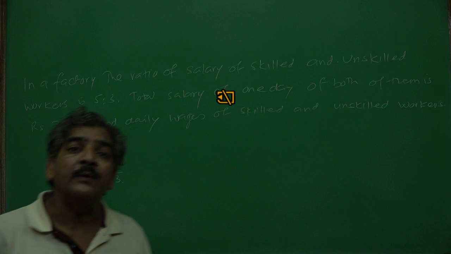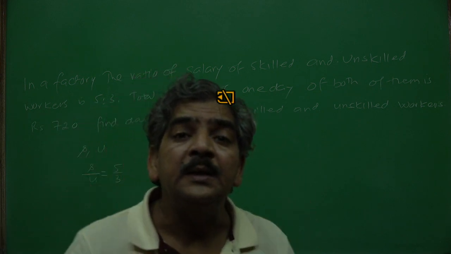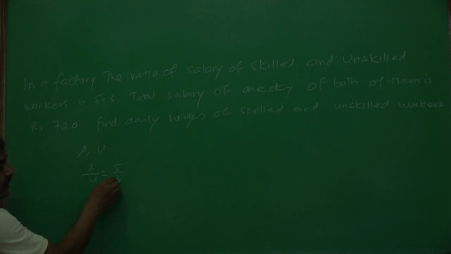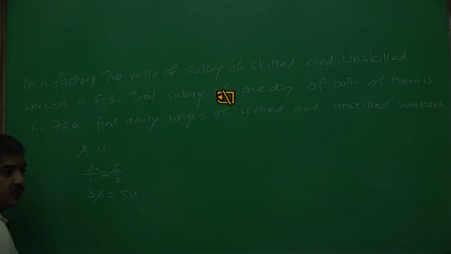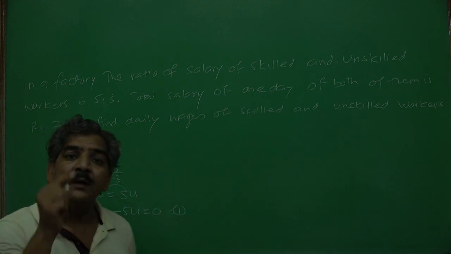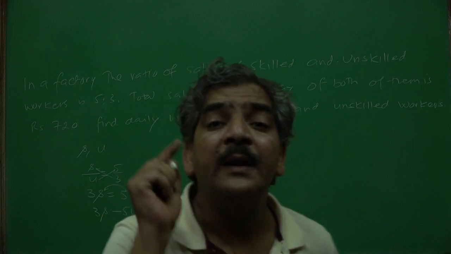ये रेशियो कितना दिया हुआ है? 5:3 दिया हुआ है. Okay, now simplify this equation. Let's cross multiply. If I cross multiply, I'll get 3s is equal to 5u. Now shift this 5u to the left hand side. If I shift it, 3s minus 5u is equal to 0. So here I generated one equation in u and s.